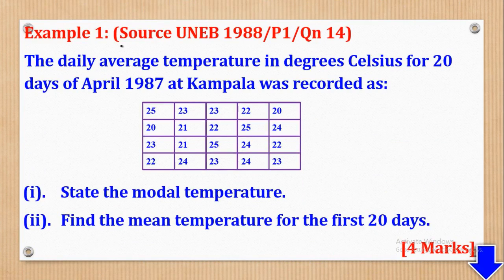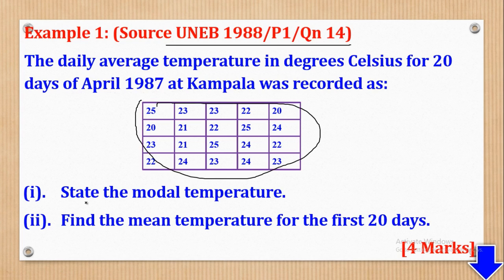So those are the terms we shall look at, and now let's see how they can be used given a question. For example, one came from UNEB 1988 paper 1 question 14, and it says the daily average temperature in degrees Celsius for 20 days of April 1987 at Kampala was recorded as follows. So these are the temperatures, and Roman 1 says state the modal temperature, and Roman 2 find the mean temperature for the first 20 days, and they give it 4 marks.